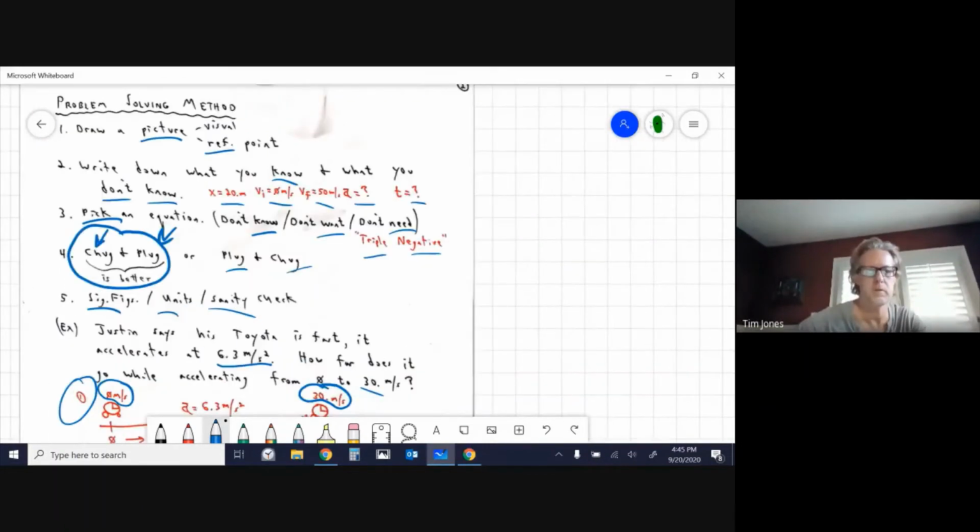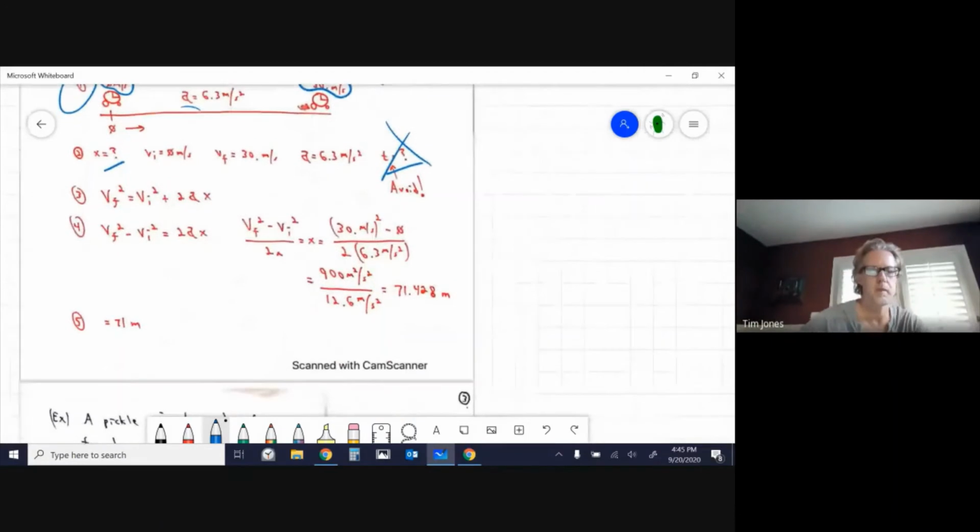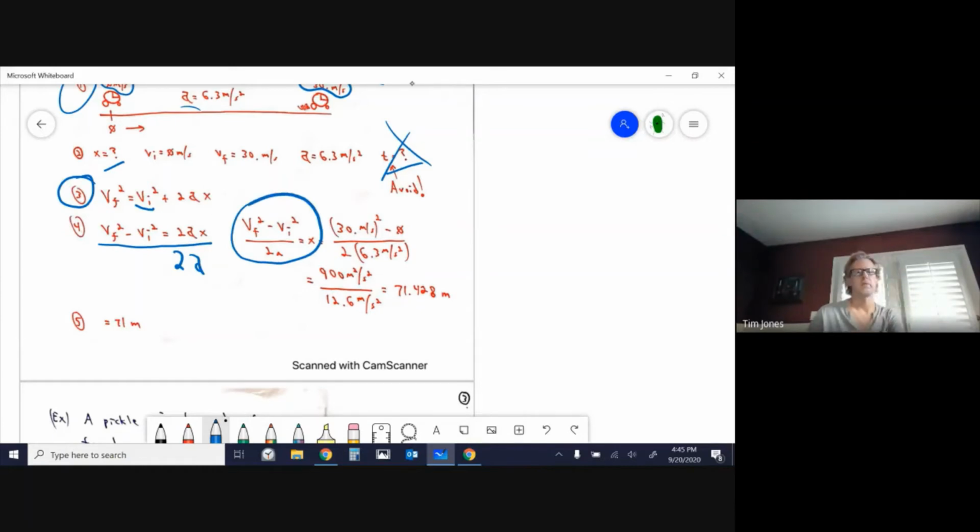And so I grab the no t equation here. I know I want x, and so now I do algebra to solve for x. I start by subtracting vi squared from both sides, which gives me this. I then divide both sides by 2a, and that gives me vf squared minus vi squared divided by 2a equals x.